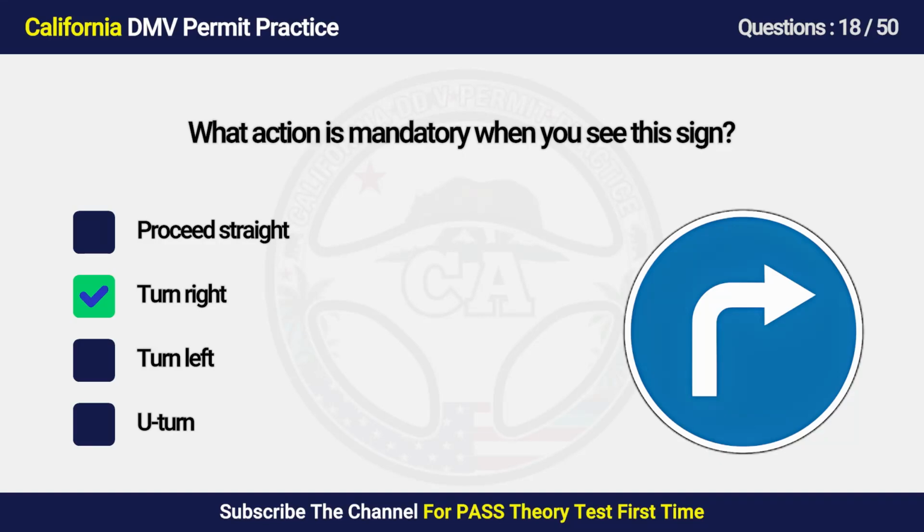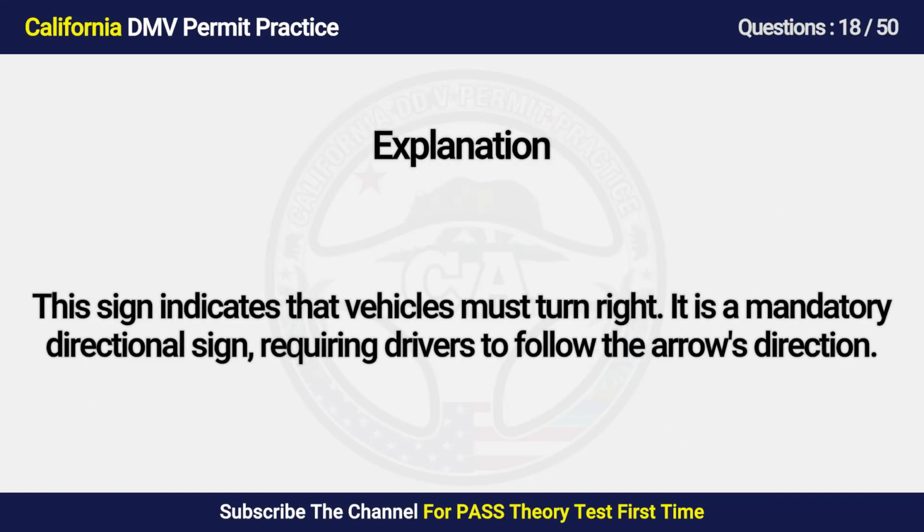Answer is B. Turn right. This sign indicates that vehicles must turn right. It is a mandatory directional sign, requiring drivers to follow the arrow's direction.